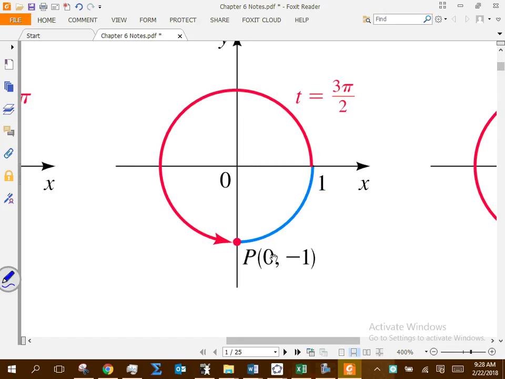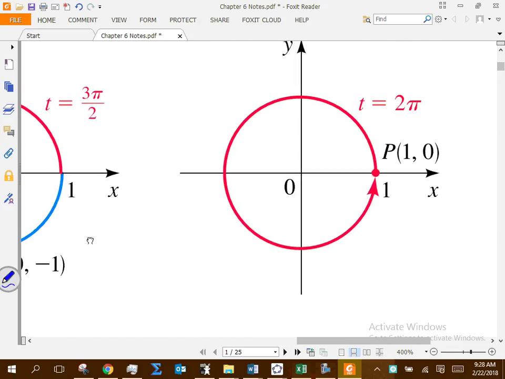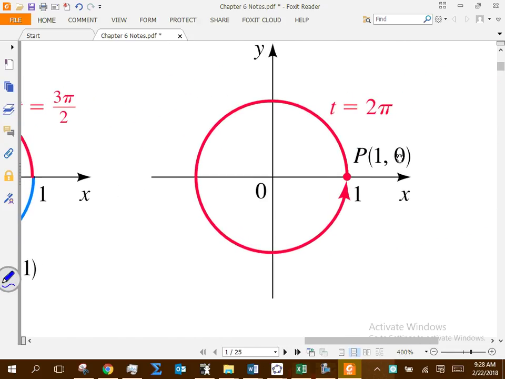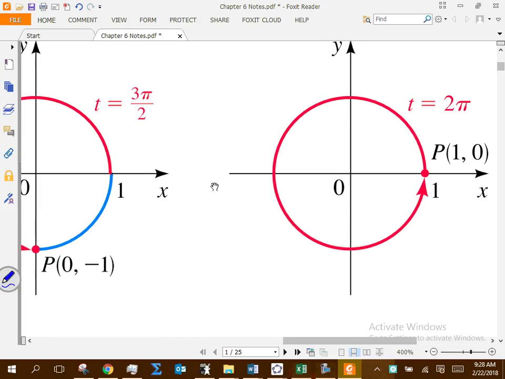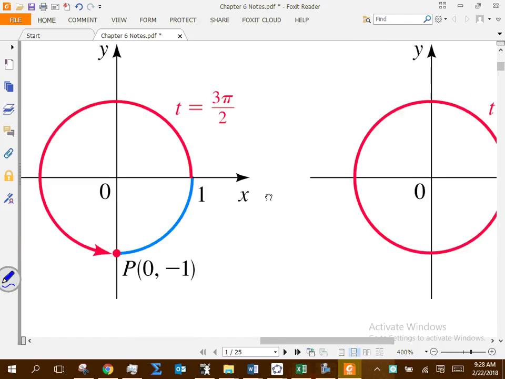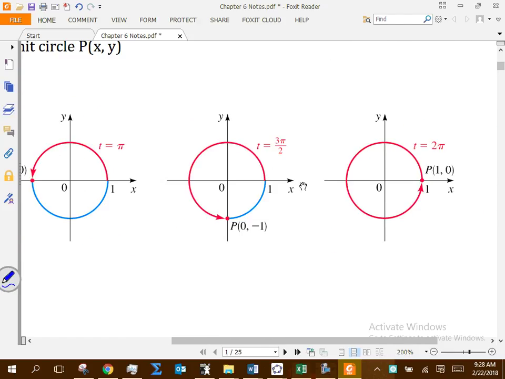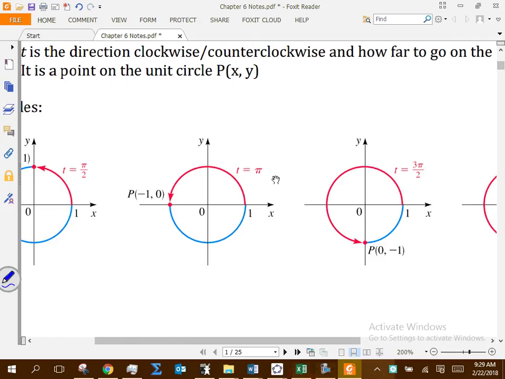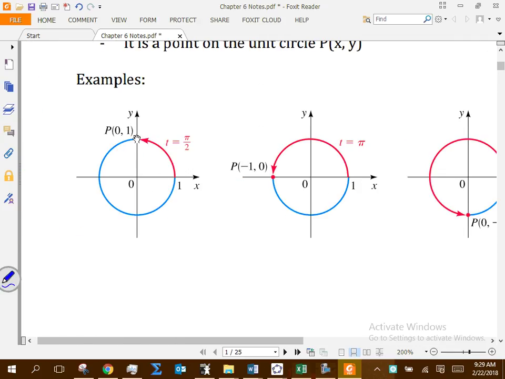3 pi over 2 is going to be 0, negative 1. And then 2 pi, obviously, the terminal point is 1, 0. Okay. Those a lot of times are referred to as quadrantal points. And when we're referring to the angles, they're referred to as quadrantal angles because they show up on your axes, right? Okay. The lines that define your quadrants.